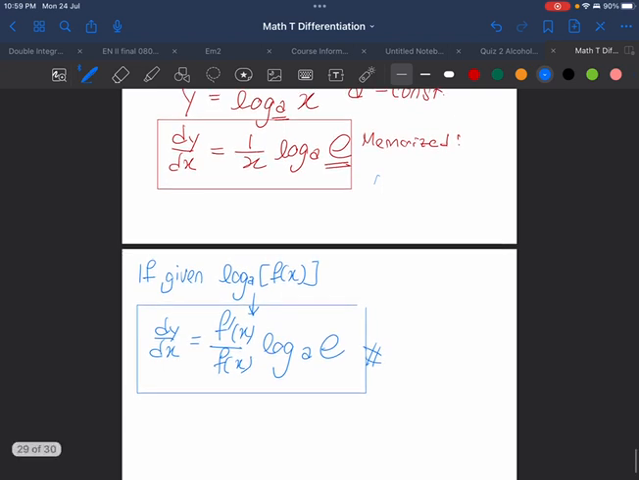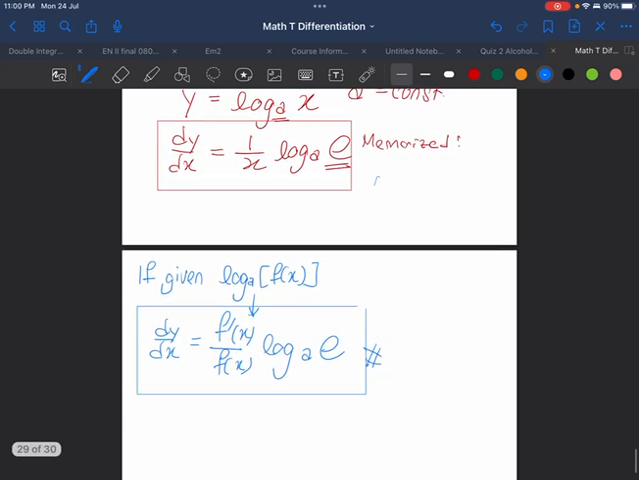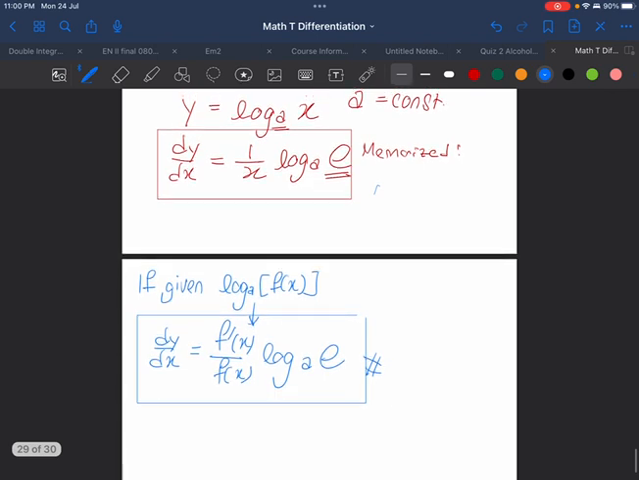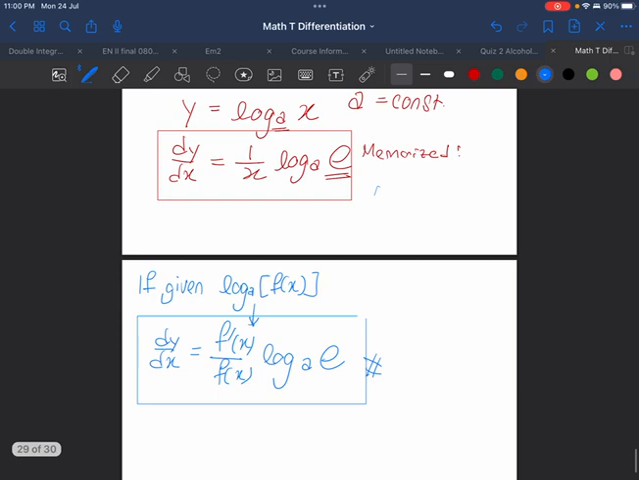Alright, I think here is the end of the logarithmic functions. In the next video I will explain the differentiation of the inverse trigonometric functions. Alright, thank you for watching.